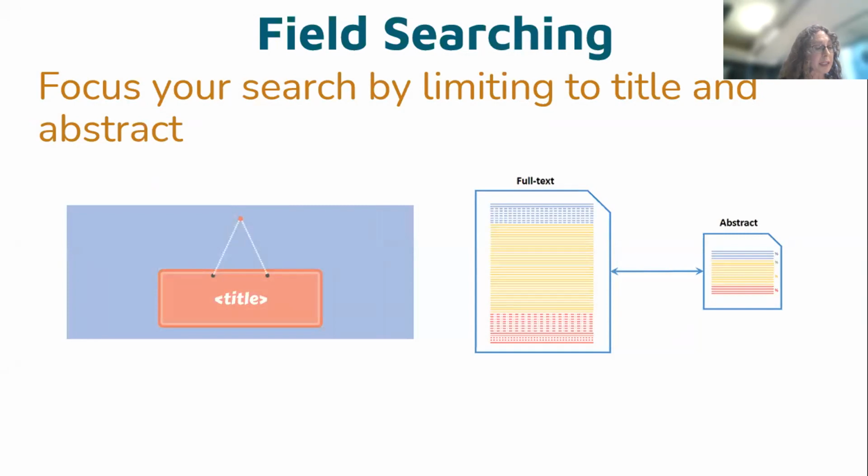Another way of focusing your search is to do a field search. So you're refining your search to look for your terms within either the title or the abstract. So it'll increase the relevance of the results that you're getting back from your search, which is important as you have to go through your results and screen them.